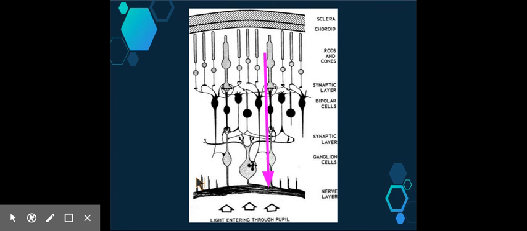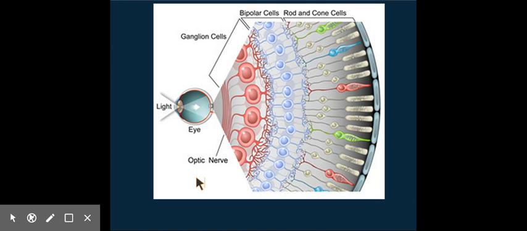There are 5 main layers of nerve cells or neurons that are directly involved in the transmission of impulses in the retina. So we have the photoreceptor cells, which are made up of the rods and cones, the bipolar cell layer, and the ganglion cell layer, as well as 2 other layers known as the associated horizontal and amacrine cells.